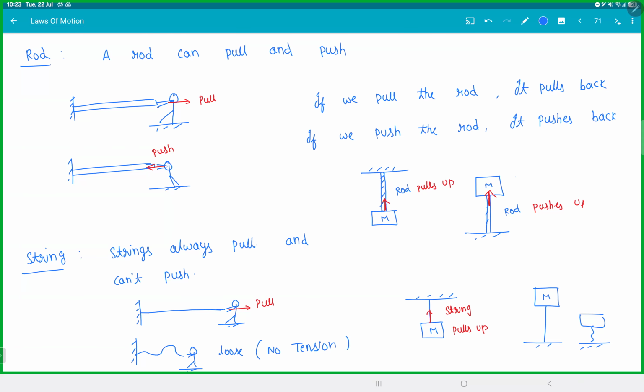Any doubts on this page? All clear with this?